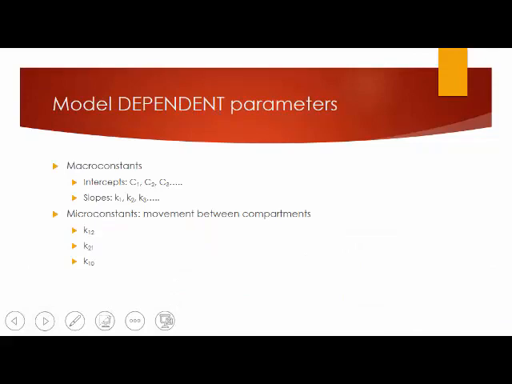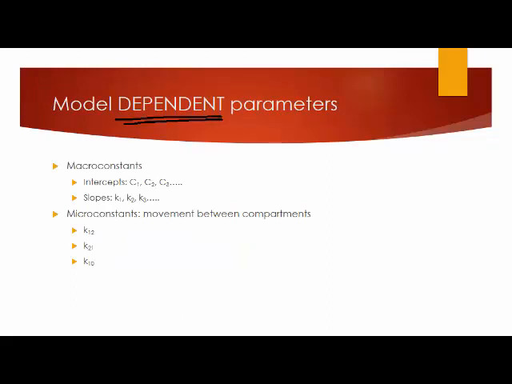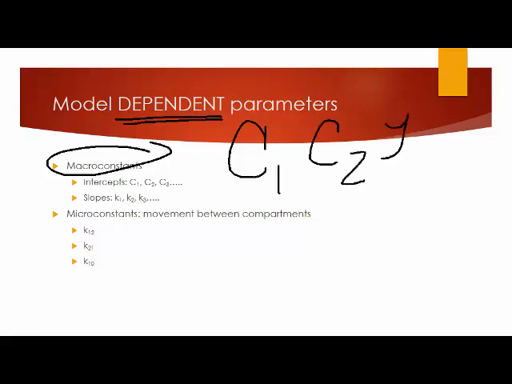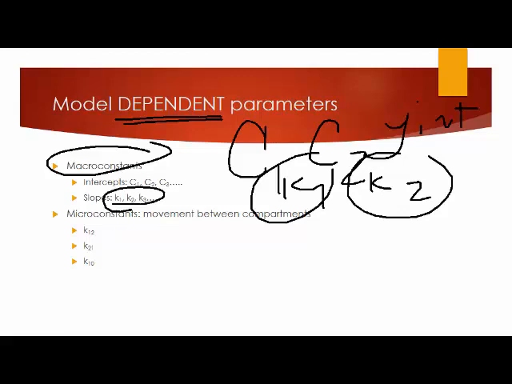So these are called model dependent parameters. The reason for that is that it depends on the model in order to be able to determine them. Model dependent parameters are our macro constants. Macro constants are what we just did: our y-intercepts, C1 and C2, and our slopes, K1 and K2, which represent the slopes of each of those compartments. You have to know how many compartments there are in order to determine those, don't you? So these are called macro constants.